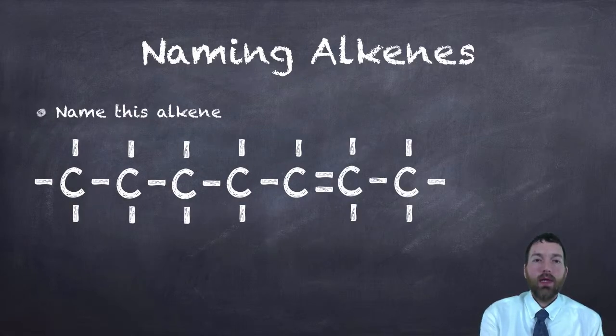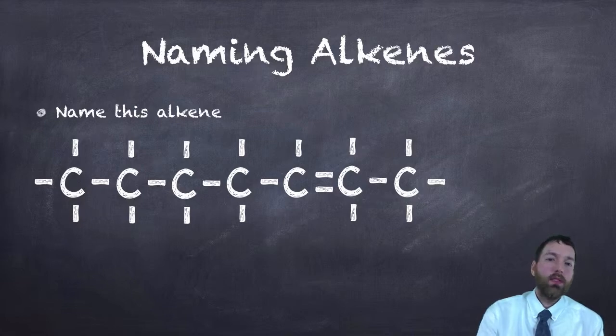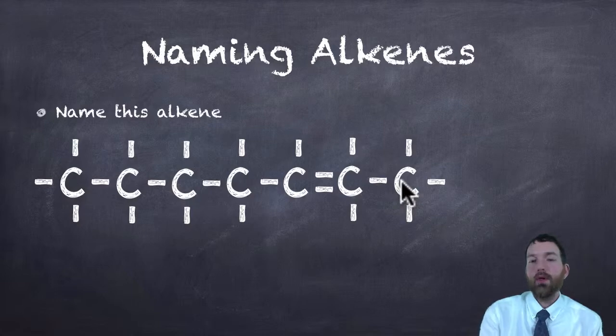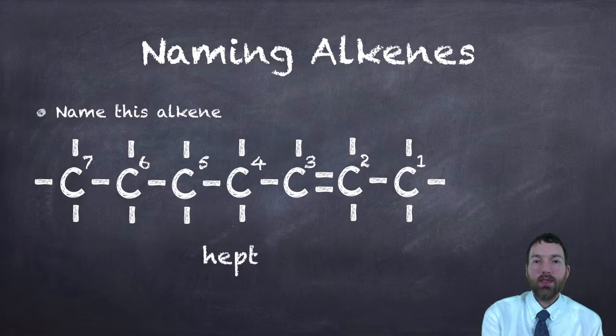Okay, let's go ahead and try to name this one. My longest chain is 1, 2, 3, 4, 5, 6, 7 carbons in a row, so I will have the prefix hept. Now, I've numbered from the right to the left because my double bond is further to the right, and in doing so, I'm going to give my double bond a lower number this way. So you always need to ask yourself, which way am I going to number, left to right or right to left? And the answer is whichever will give your side chain, or in an alkene's case, the double bond, the lowest number. That's the way you go.